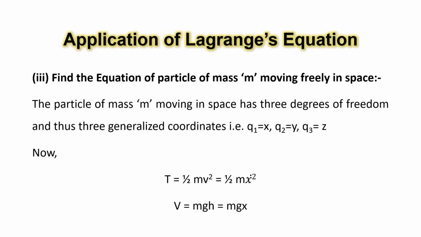As we are working with applications of the Lagrange equation, we have the third example: find the equation of motion of a particle of mass m moving freely in space. The particle of mass m moving in space has 3 degrees of freedom, and thus 3 generalized coordinates such that q1 is equal to x, q2 is equal to y, and q3 is equal to z. For the kinetic energy, T is equal to 1 over 2 mv square, and for the x coordinate, with velocity in the x component, T is 1 over 2 m x dot square, and the potential energy is V is equal to mgh, which will be equal to mgx.